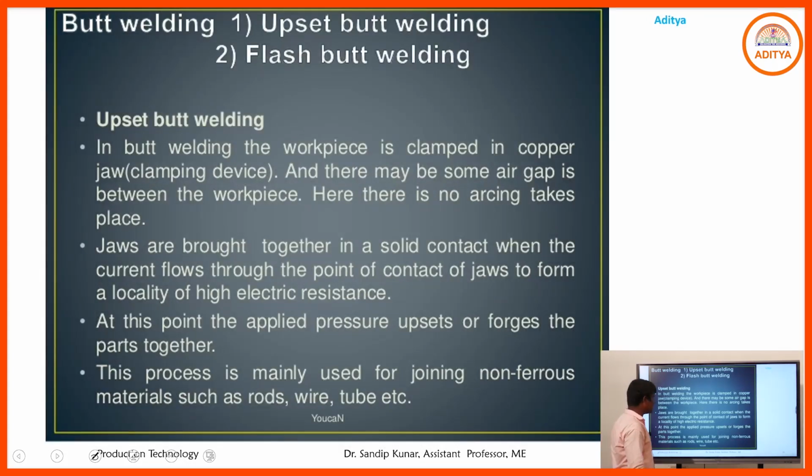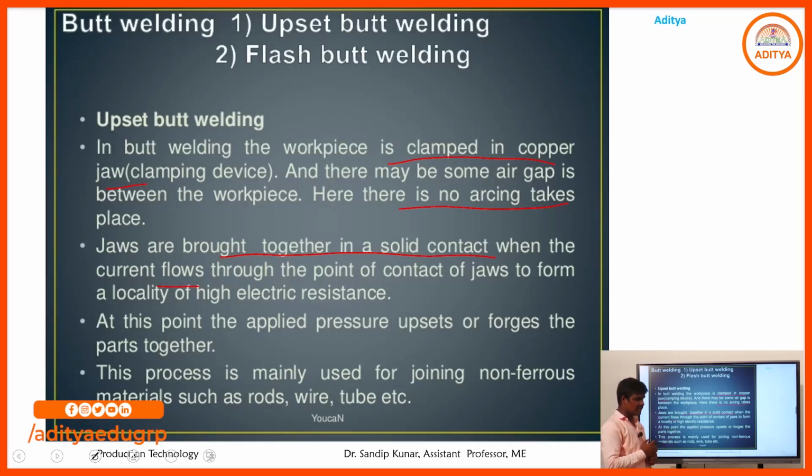That is the case of butt welding. In butt welding, we have seen that the workpiece is clamped in a copper jaw, and there may be some air gap we are keeping to that workpiece. In this offset butt welding no arcing takes place, and the jaws are brought together in a solid contact.